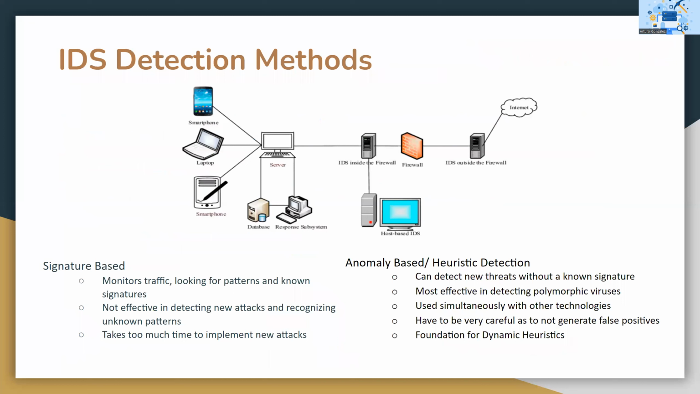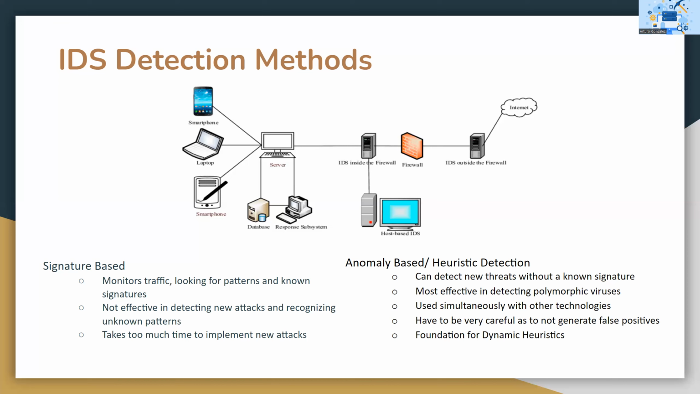Currently, there are two main methods that the IDS uses: signature-based detection and anomaly-based detection. With signature-based detection, it monitors traffic and looks for patterns and signatures. It's not effective in detecting new attacks. The reason being that the signature has to be in there already, and it takes too much time to implement new signatures, because you have to figure out the signature and take different steps in order to get the signature into your system.